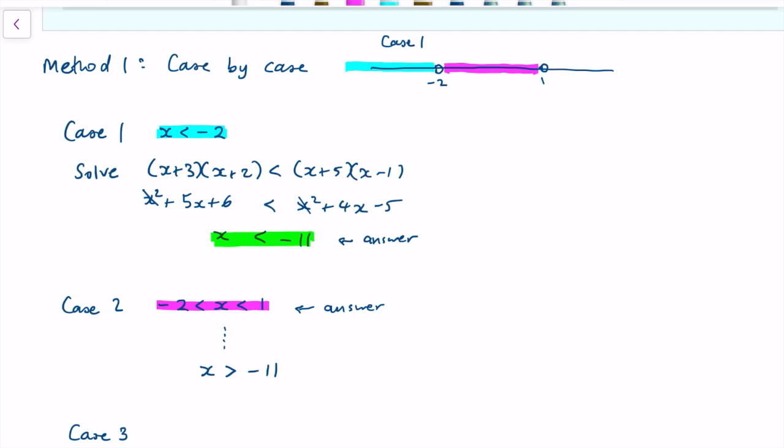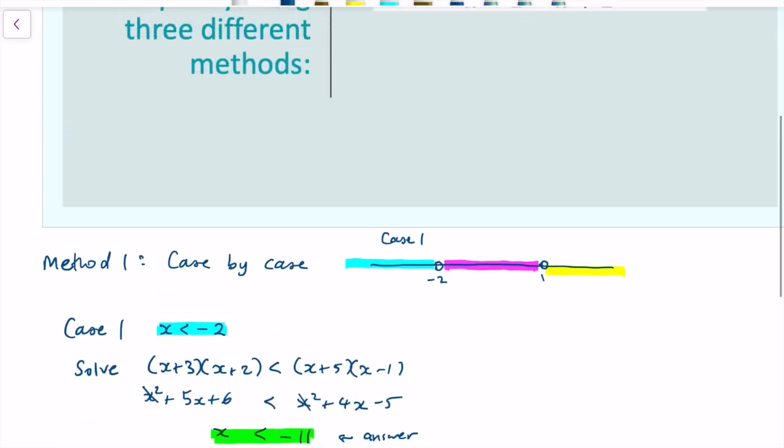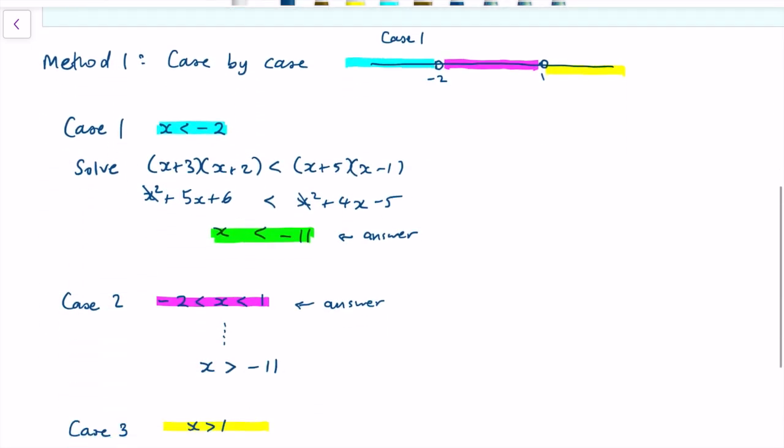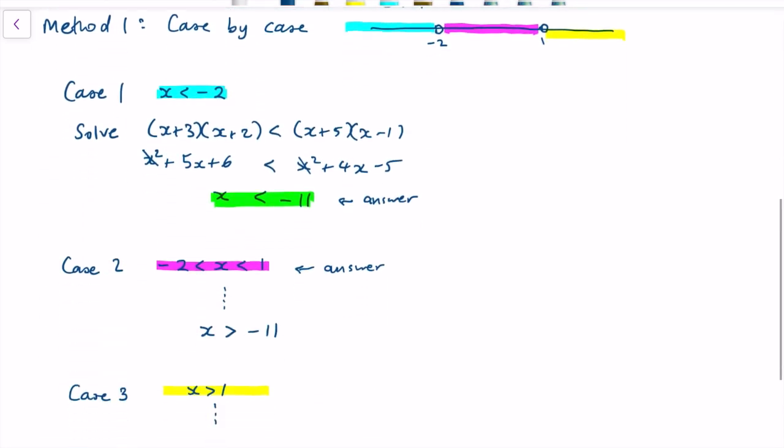Case 3. In this range, x is bigger than 1. If x is bigger than 1, both the denominators are positive. So the sign flips twice, back to where it started. And this is going to, again, lead to the same set of working. x is greater than, oops, it's flipped twice. So x is less than minus 11. Now, that case is a contradiction.